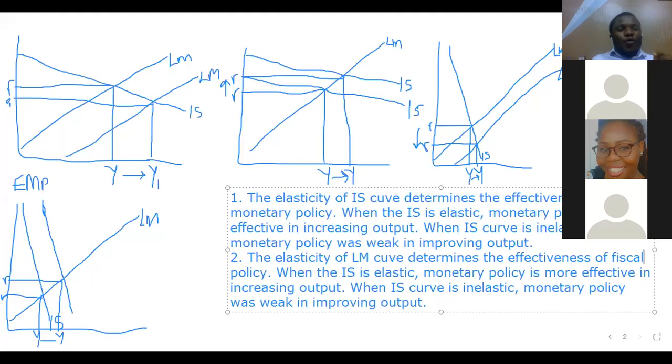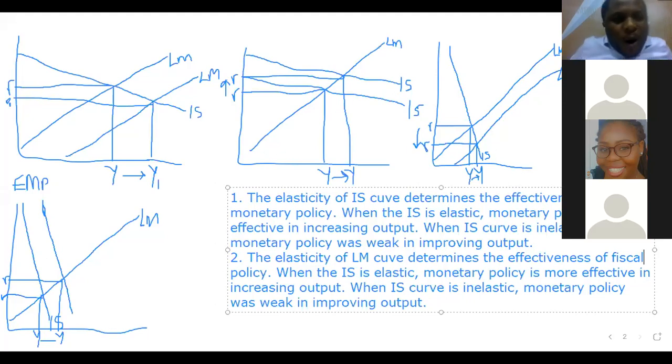Output. So now the elasticity of your other curve determines the effectiveness of the policy that comes from the other side of the market. So in your IS market, your commodity market, the elasticity of that IS curve determines the effectiveness of your monetary policy that is coming from the money market. In the same vein, in the money market, the elasticity of that particular LM curve determines how effective your fiscal policy will be.